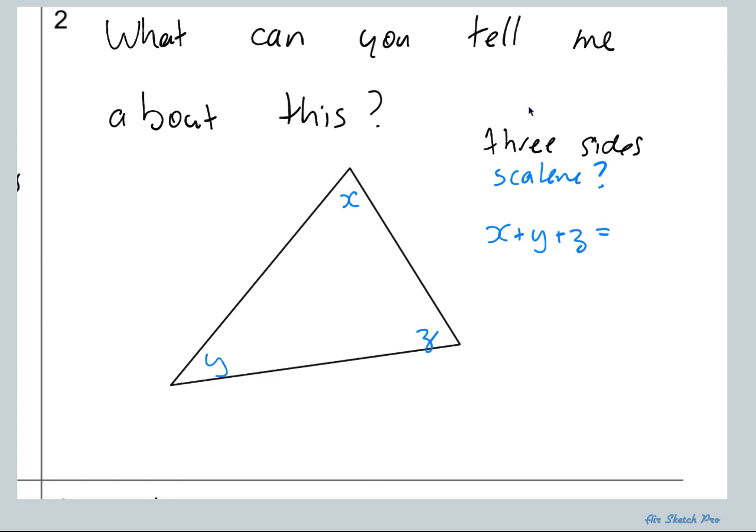I think this is easier than me writing it, isn't it? Yes. X plus Y plus Z equals 180. Thank you. So 3 people know stuff. We haven't even described the shape yet. This is scary. Rosie, can you please tell us what the shape is? Yeah.